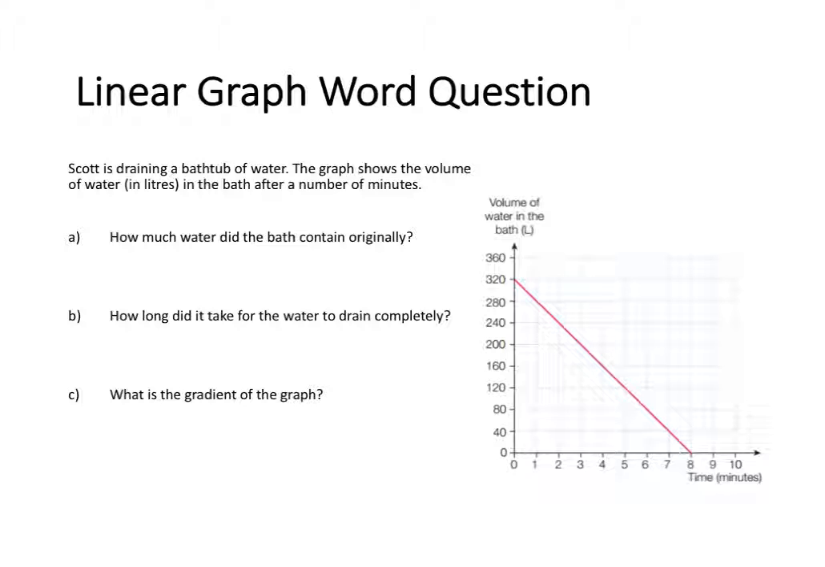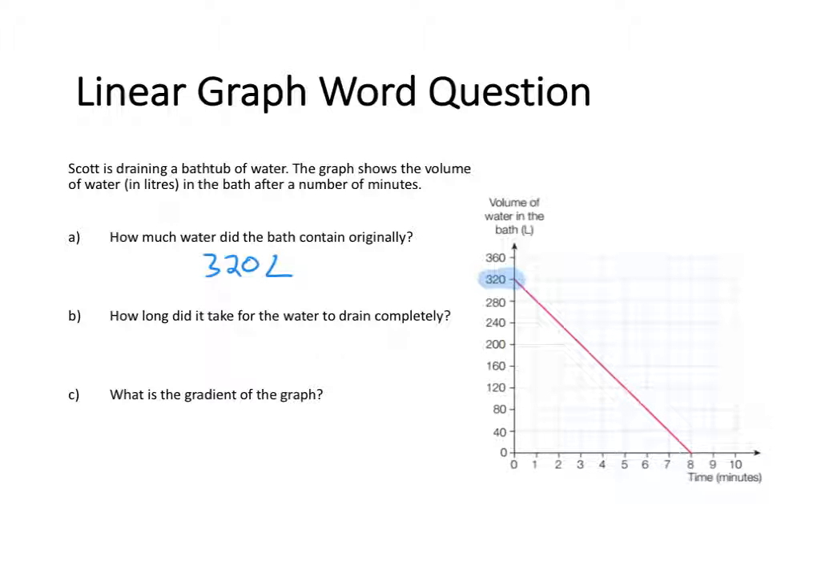The first question is, how much water did the bath contain originally? We can answer that by seeing where the line starts. We can see that the line starts at 320. So originally, the bath contained 320 litres of water.